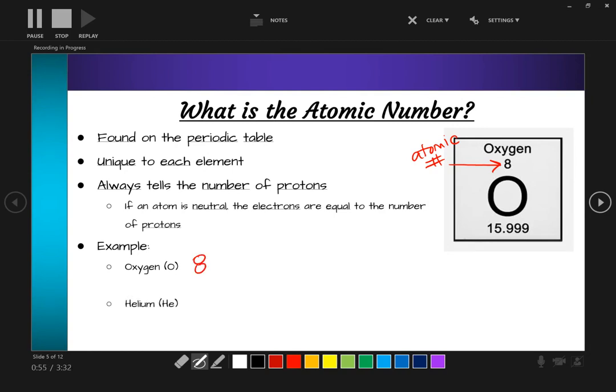Try to find helium on your periodic table. What is the atomic number? If you're unable to find helium, it is to the right towards the top of your periodic table, and its atomic number is 2. Now try to find iron. Iron's symbol is Fe. If you haven't found iron yet, it's located in the middle of the periodic table, and it has an atomic number of 26.